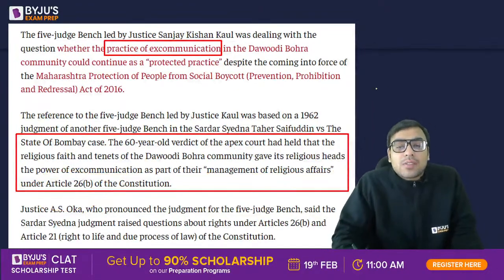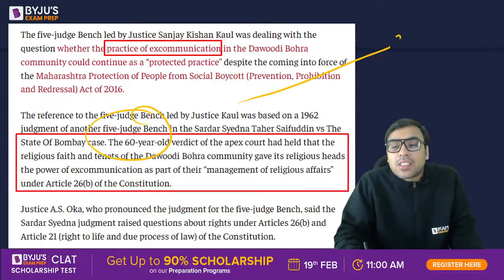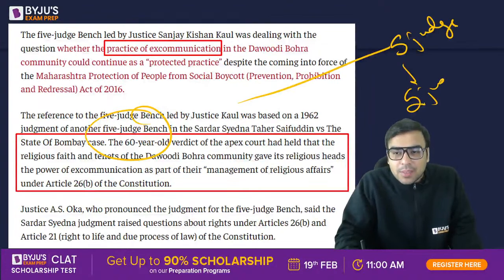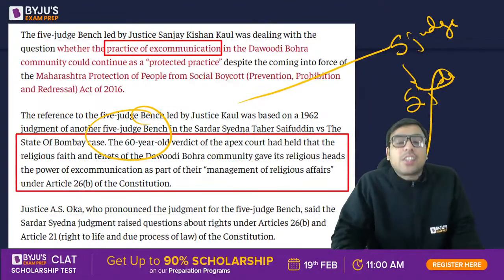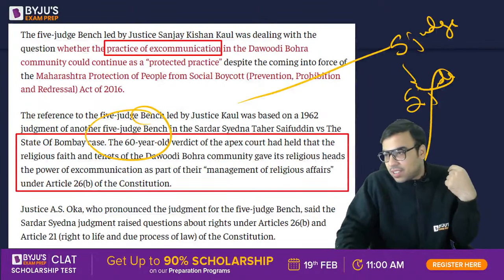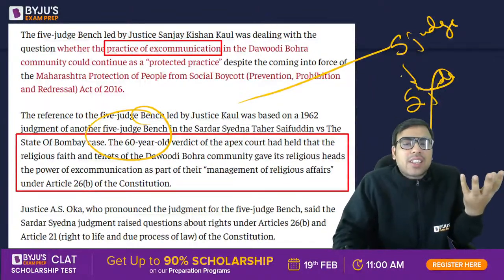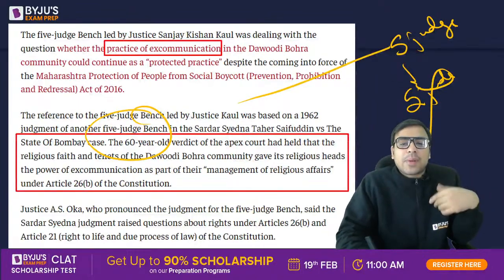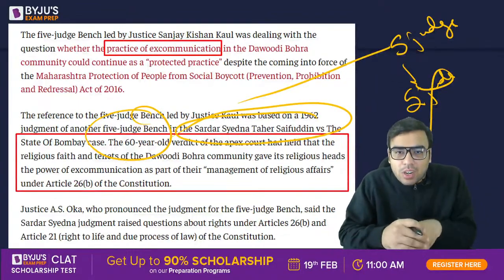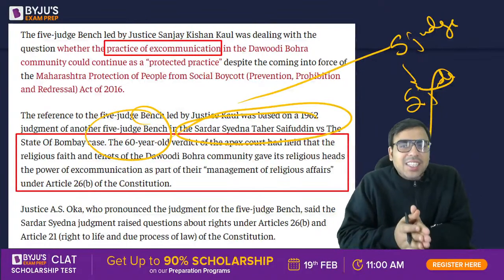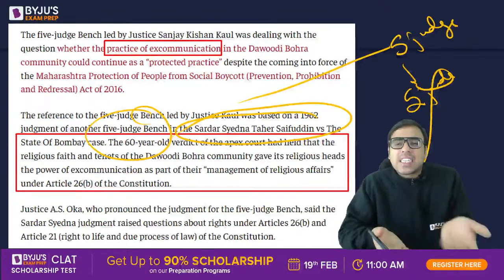But now, since this is an old 5-judge bench order, a 5-judge bench cannot overrule it. That is not possible; a bigger bench has to be formed. Either you have to make a 7-judge bench or a 9-judge bench. That is why the Supreme Court has sent it to a larger bench to find out whether the previous judgment needs to be overruled or not.